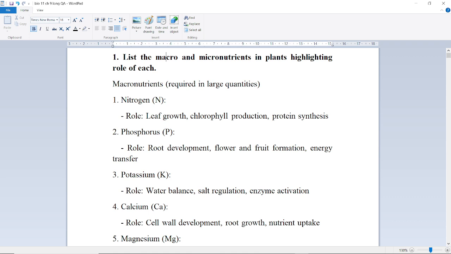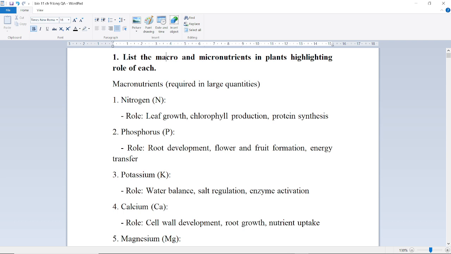First of all, we see macronutrients. Nutrients which are required in large quantities are called macronutrients. These include nitrogen, and its role is in leaf growth, chlorophyll production, and protein synthesis. Next is phosphorus. It plays a role in root development, flower and fruit formation, energy transfer.